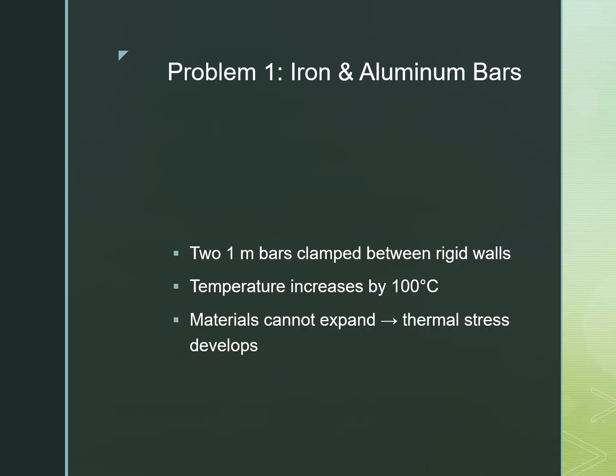In this first problem, we start with a setup where a 1 meter iron bar and a 1 meter aluminum bar are clamped between two unmovable rigid walls. The entire system starts at 20 degrees Celsius and then the temperature is increased by 100 degrees. Normally metals expand when heated, but in this case, the rigid walls completely prevent the bars from getting longer. Since the bars want to expand but are physically unable to, they actually build up internal compressive stress instead. So the goal is to figure out what the final lengths of the bars are and how much thermal stress develops inside each metal.